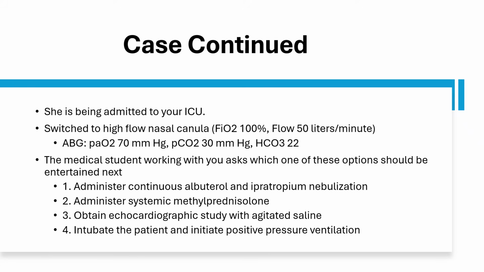Option number 1, administer continuous albuterol and ipratropium nebulization. Option number 2, administer systemic methylprednisolone. Option number 3, obtain echocardiographic study with agitated saline. And option number 4, intubate the patient and initiate positive pressure ventilation. Again, please feel free to pause the video if you need more time.